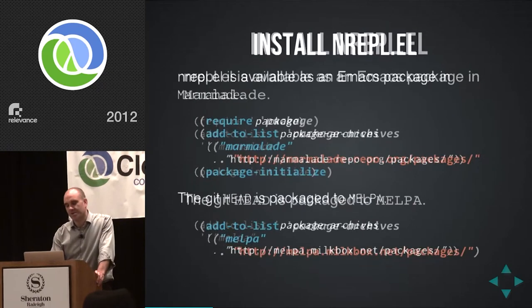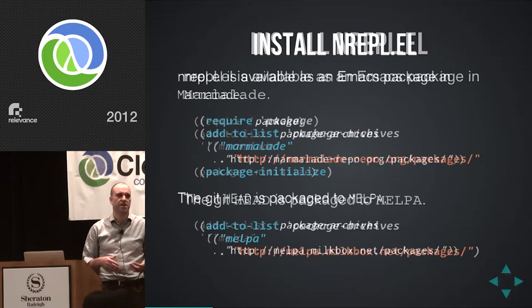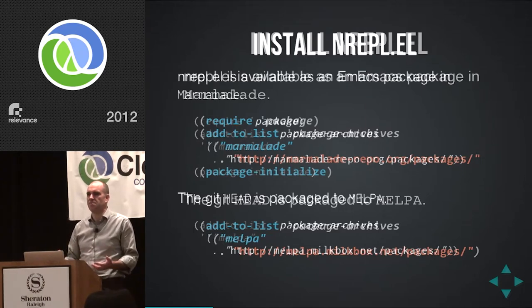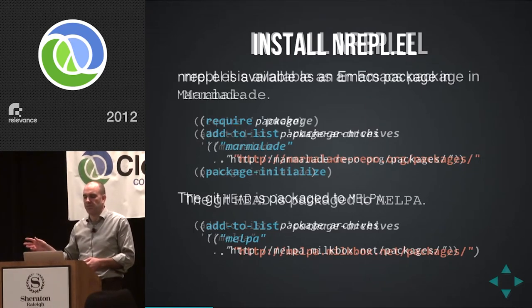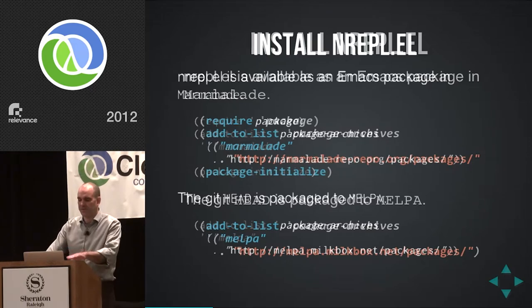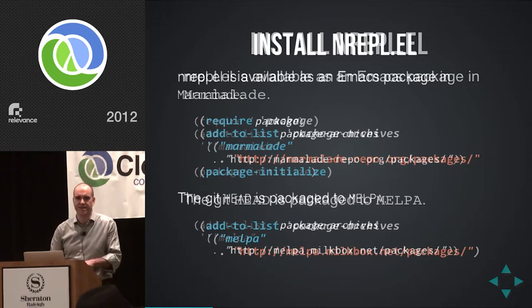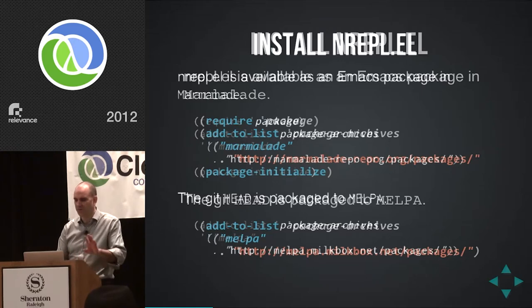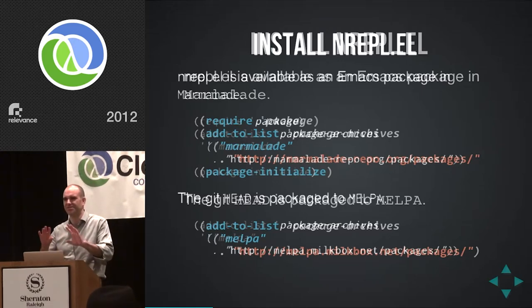So I was going to go through quickly how to install that. nrepl.el is an Emacs package, so to install it, you have to tell Emacs where to get it from. There's a package archive called Marmalade, and basically, you just add Marmalade to your package archive list, and you can install it. And there's a second package archive called MELPA, which is a little different. If you want to live really on the bleeding edge of nrepl.el, MELPA contains a package that's built automatically from the Git repo. But for most usage, just concentrate on using Marmalade.